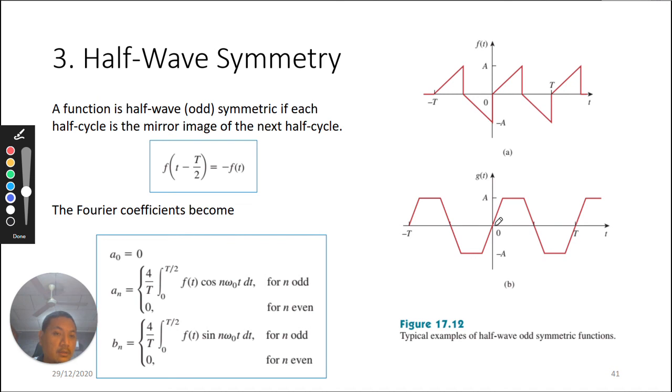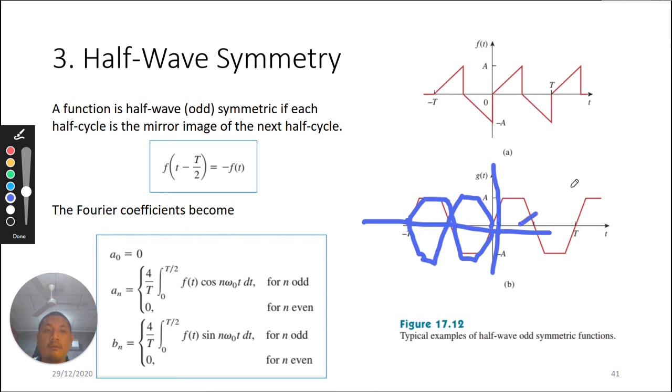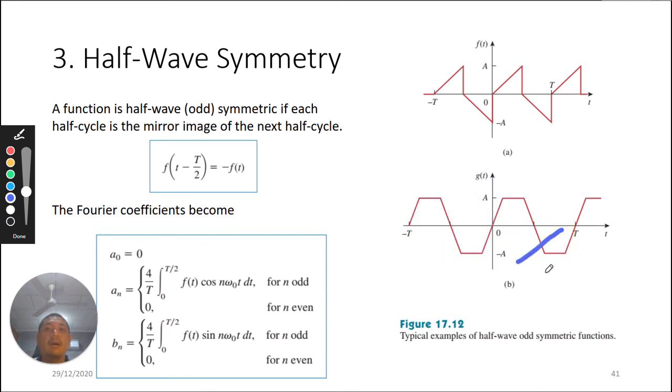In this case, let's look at it. If you fold here, you will get this, and then when you fold here, you will get this. So in this case, this is an odd symmetry as well. So this is half wave symmetry as well as odd symmetry.